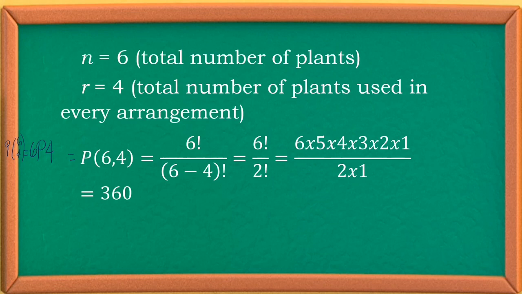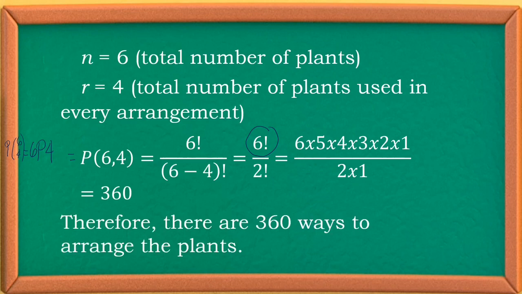So 6 minus 4 factorial is equal to 2 factorial. Now, how to simplify 6 factorial? This is just equal to, you will start from 6, multiply it by 5 times 4 times 3 times 2 times 1, over 2 factorial, which is 2 times 1. To simplify, this is equal to 360. Therefore, there are 360 ways to arrange the plants. You can also solve the given problem using a calculator. This is how you are going to input 6 permutation 4 in your scientific calculator.